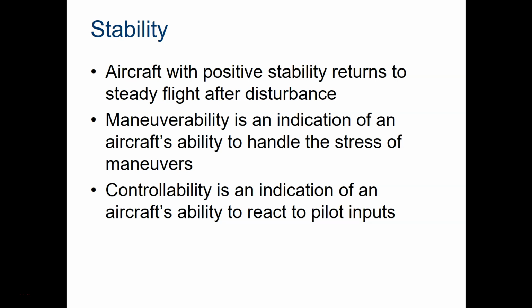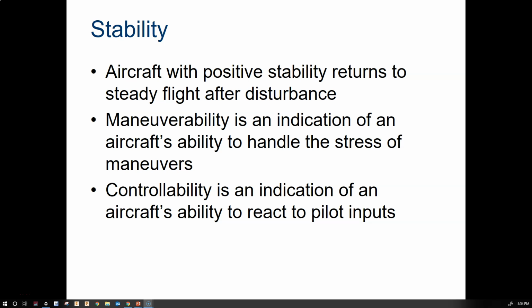As stated earlier, an aircraft's stability is the characteristic of an airplane in flight that causes it to return to a condition of equilibrium, or steady flight, after the aircraft has been disturbed. An aircraft with positive stability returns to steady flight after that disturbance. Maneuverability is an indication of an aircraft's ability to handle the stress of a particular maneuver, and controllability is an indication of an aircraft's ability to react to the pilot inputs.